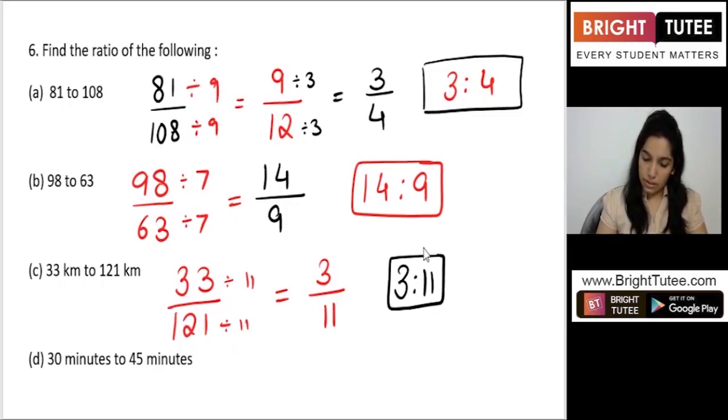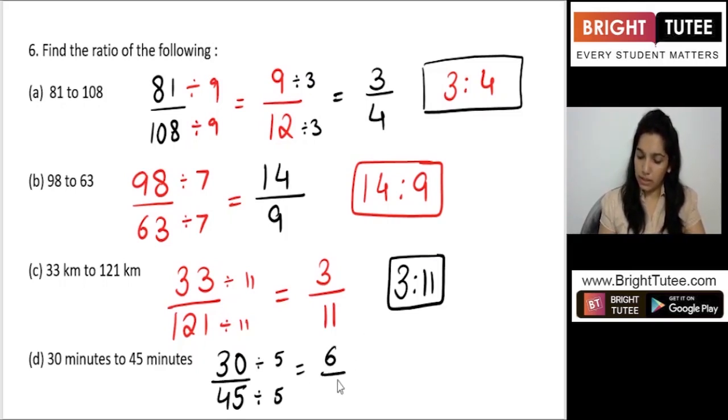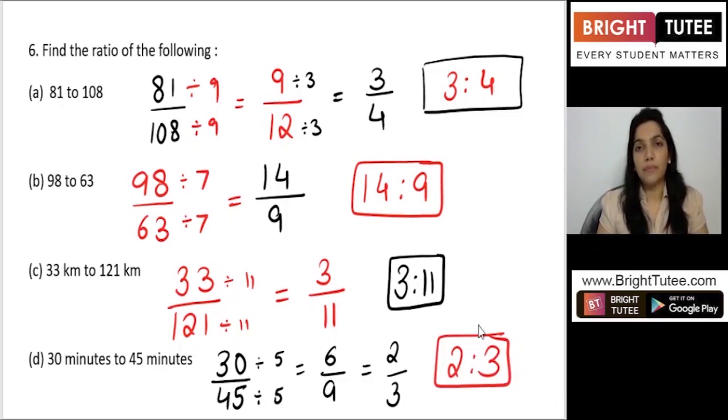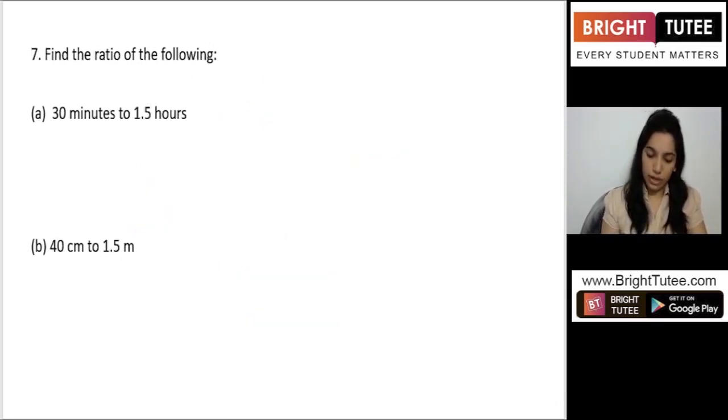The next one is 30 minutes to 45 minutes. So 30 over 45, and clearly we can divide both these numbers by 5, and this gives here 6 and this gives here 9. We can further divide it by 3. It will give 2 as the numerator and 3 as the denominator. So the final answer that we have got is 2 is to 3. Is that clear? Moving to the next one here.